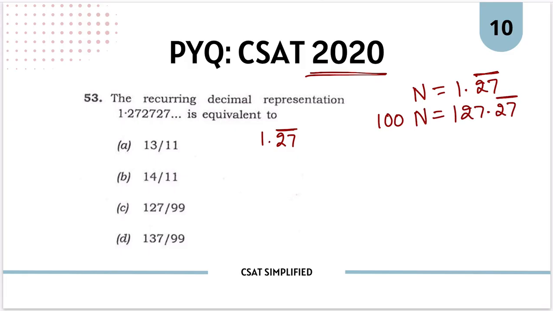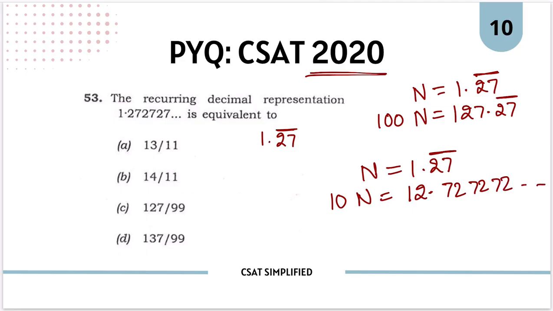I hope this is clear. Why did we not multiply it by 10? If we had multiplied 1.27 bar by 10 only, then it would have looked like 12.7272..., which we don't want. We want to bring a complete set on the left side of the decimal.